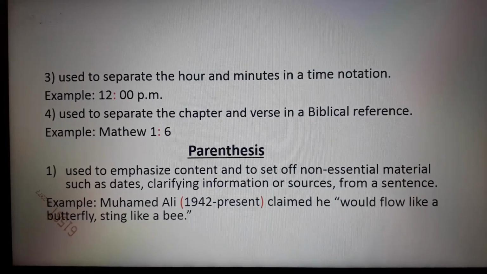And let's talk about the parenthesis. The parenthesis is used to emphasize content and to set off non-essential material such as dates, clarifying information or sources from a sentence. The example is, Muhammad Ali (1942 to the present) claimed he would float like a butterfly, sting like a bee. So as you can see, the information that is included between parentheses is non-essential information, and it is a date, yes?